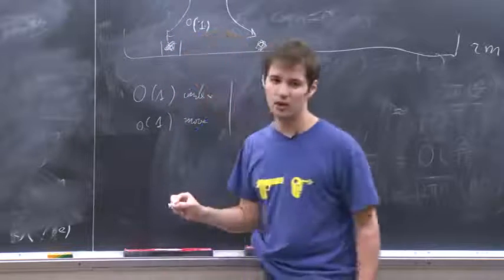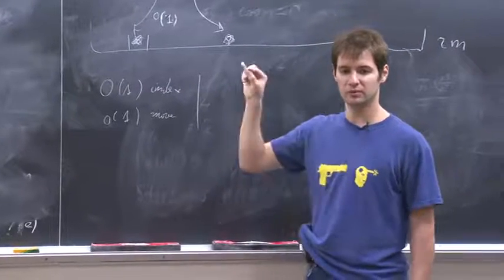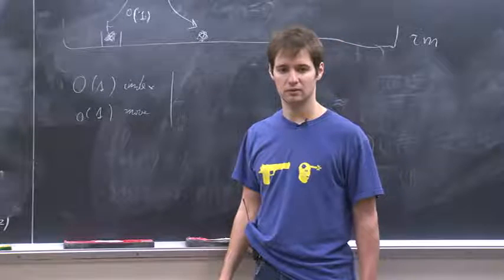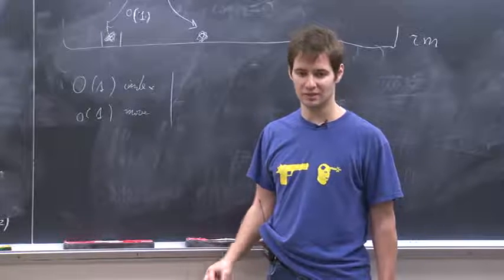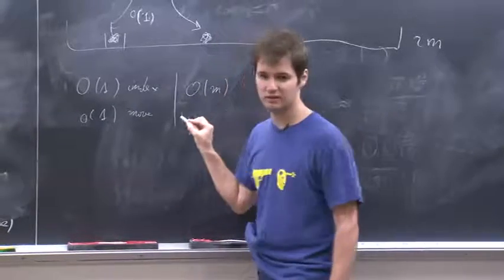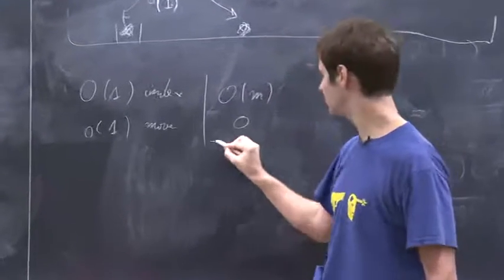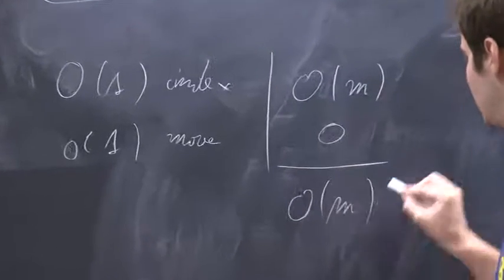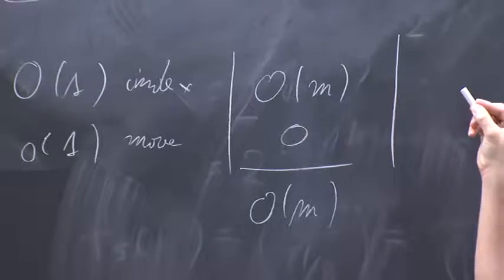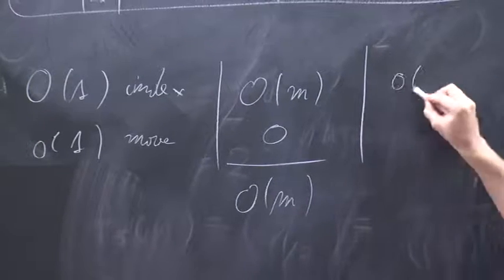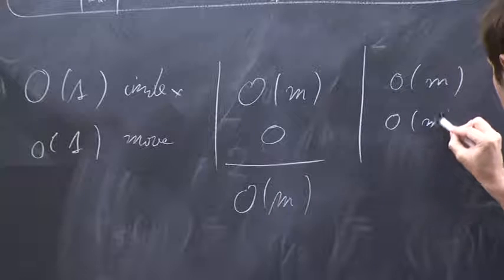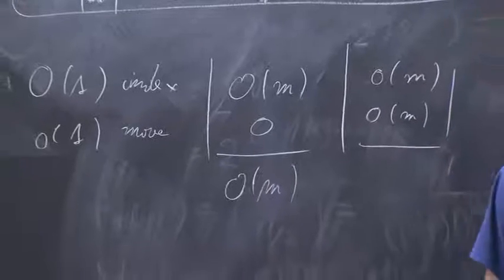Suppose you have an empty table. How many times do you index? It's order one times the size of the table, so M. Okay. So if the table is empty, you have order M indices and zero moves. Total running time, order M. If you have a full table, how many times do you index in the table? Still order M. How many times do you move stuff? Order M. Total running time? It's order 2M, which is order M.